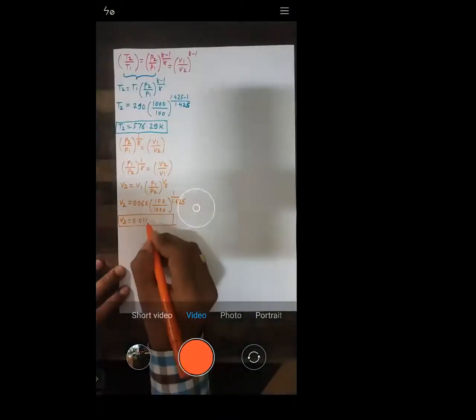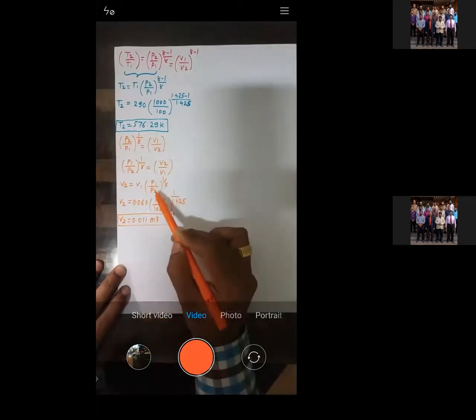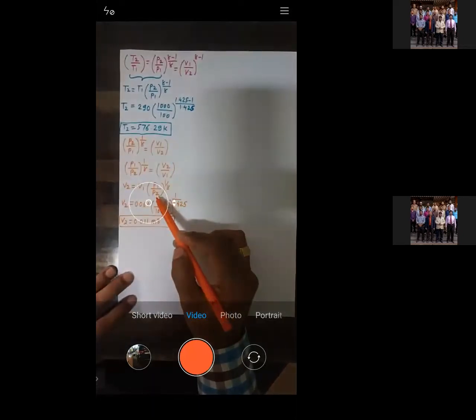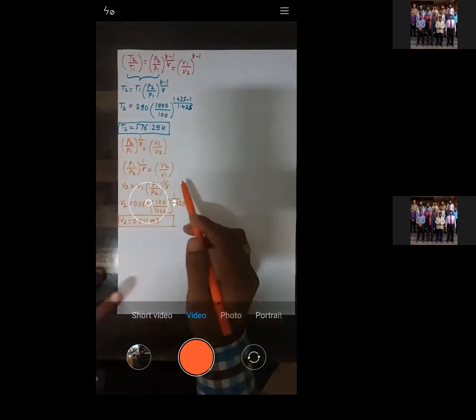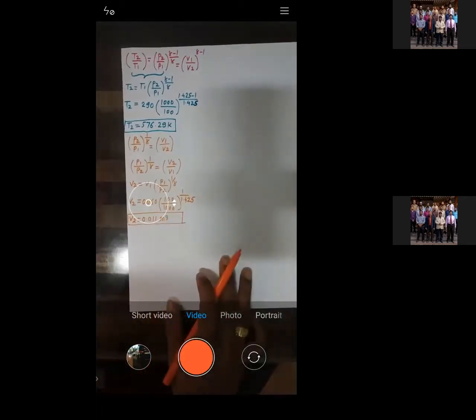See, it's a volume, right? Volume will be in meter cube. The unit of V2 will depend upon the unit of V1, because P1 and P2 have the same unit and it will get cancelled. Gamma will not have any unit. So we are getting this as 0.011 meter cube.